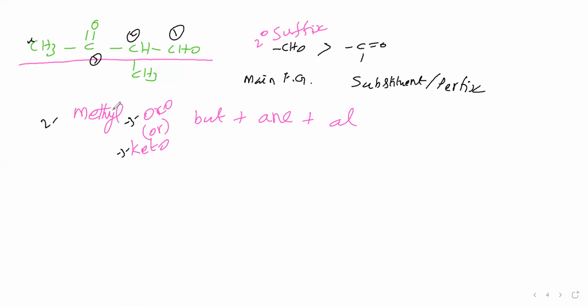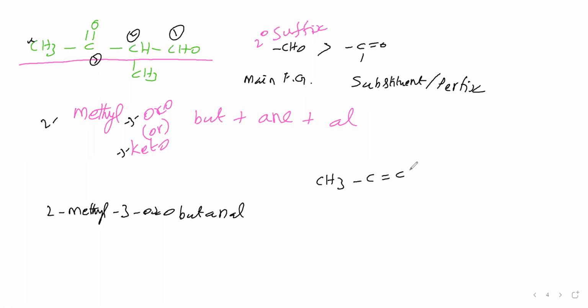So we can say the name of this compound as 2-methyl, then 3-oxo butane, and this E we will drop and al we will write: 2-methyl-3-oxobutanal. Instead of oxo, if you want to say keto also we can say.